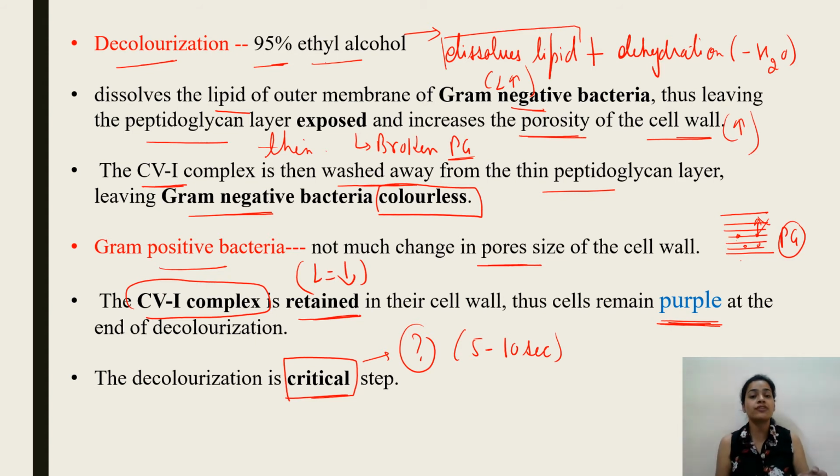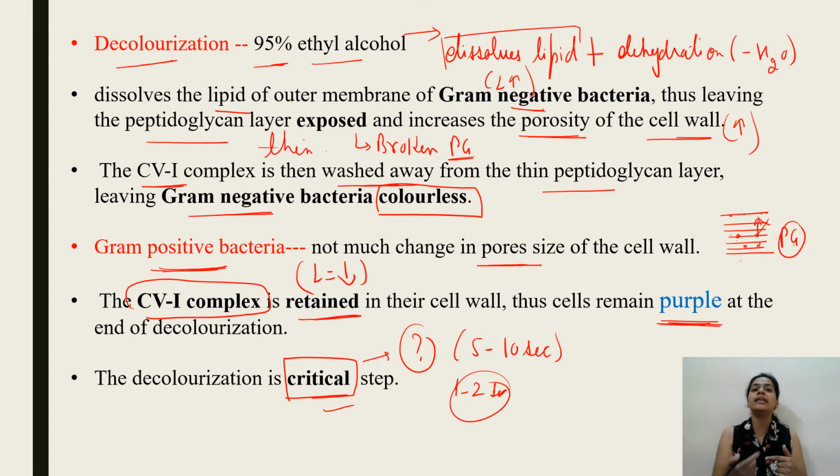Why? Because if we apply this decolorizing agent for more time, it will start breaking the peptidoglycan layer of even the gram positive bacteria, and as a result, the CV complex of the gram positive will also start moving out of the cell wall, and even the gram positive bacteria will appear colorless. So our result will become a false result. It is a very crucial step, and if you decrease the time, for example, you only keep it for 1 to 2 seconds, then what will happen?